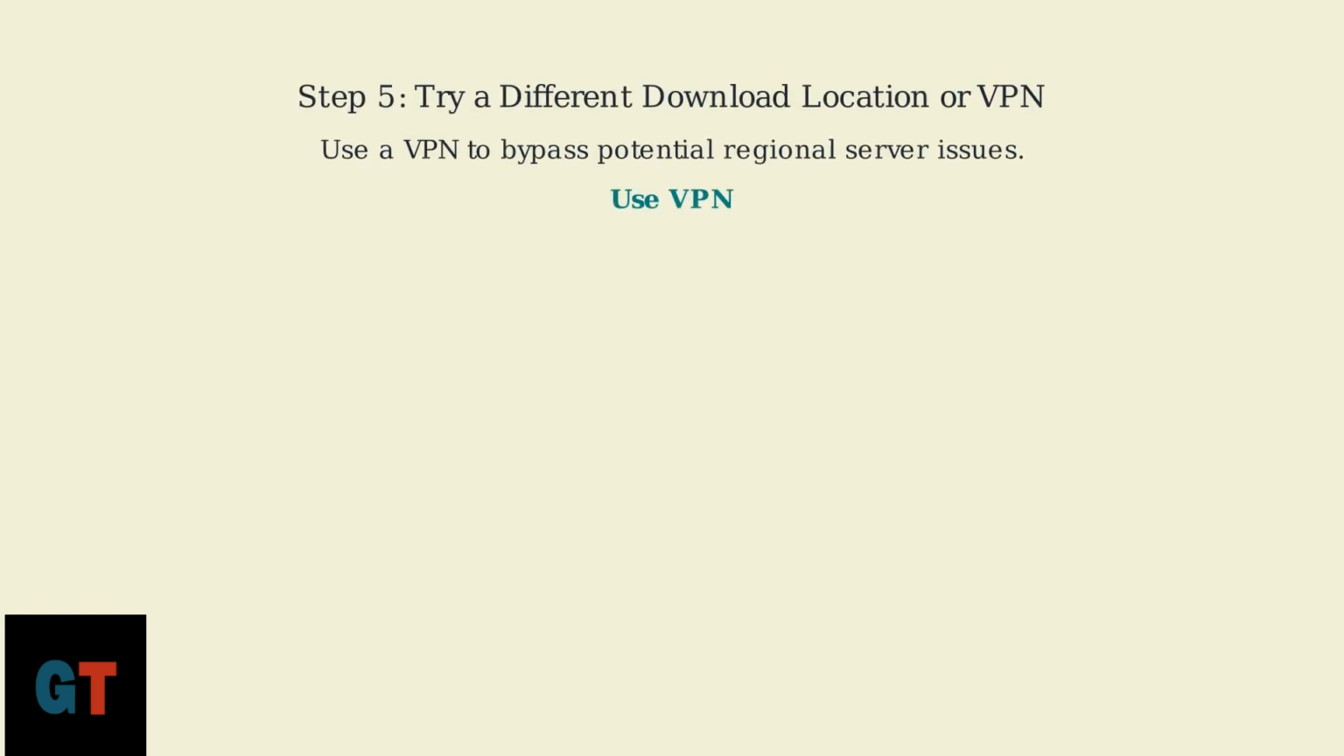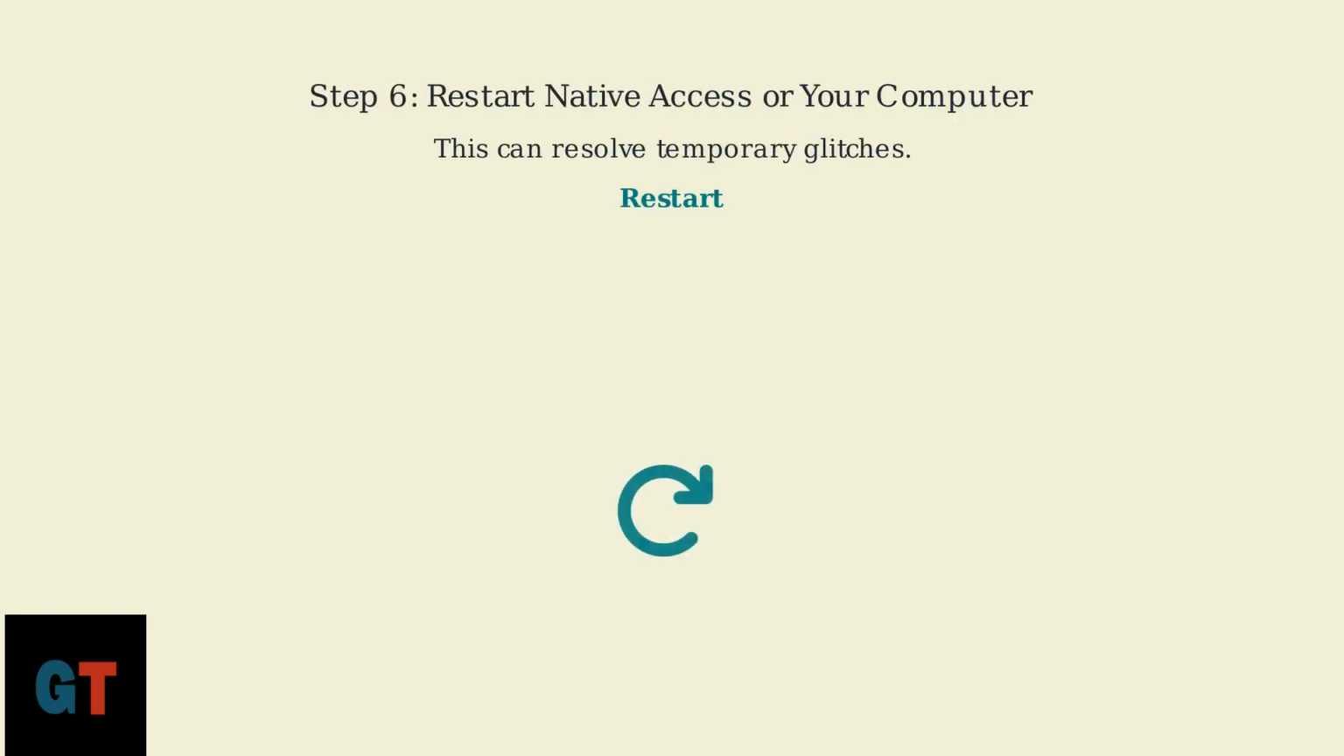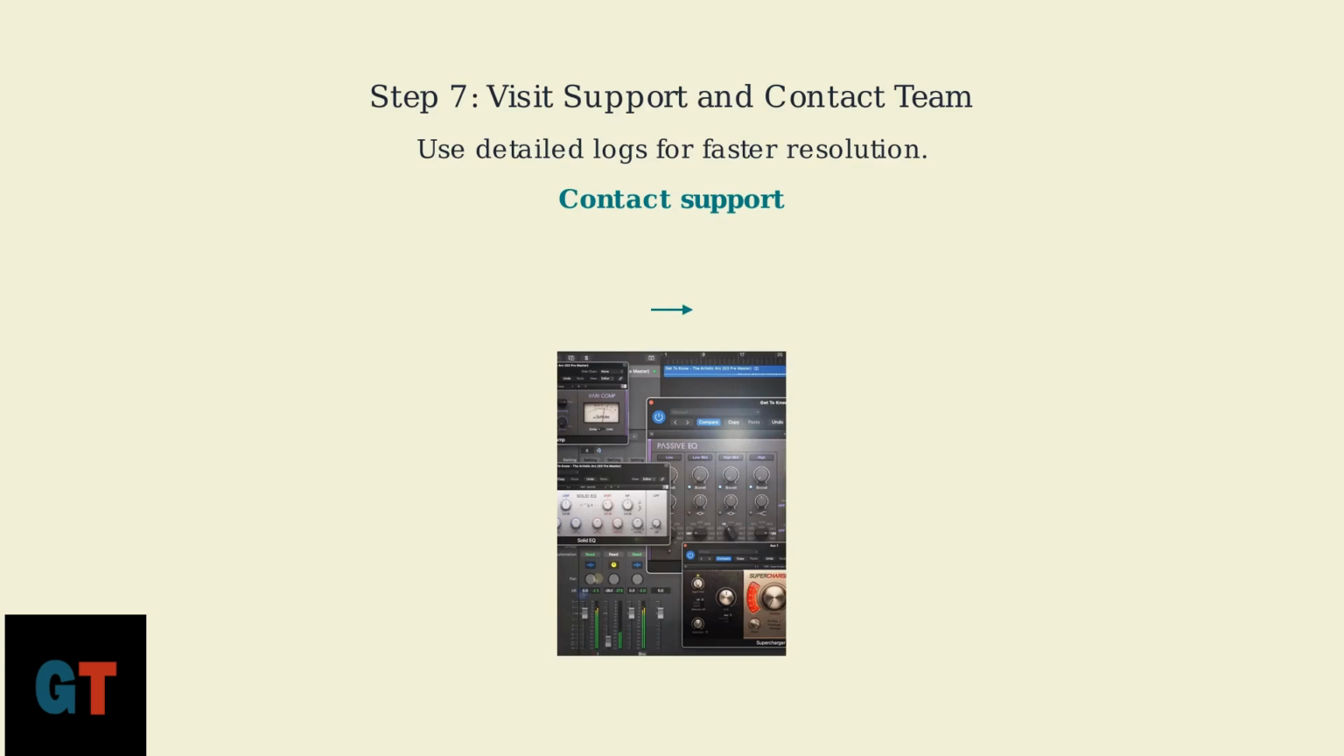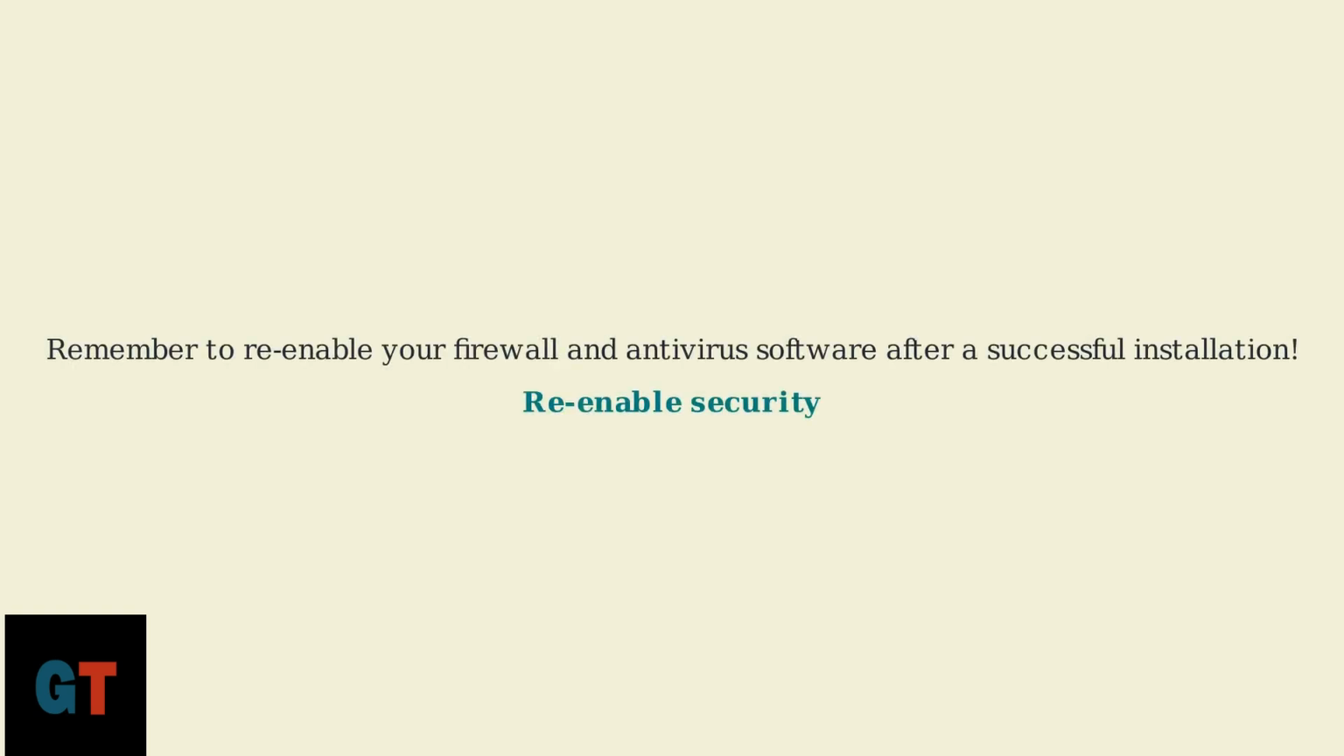If the error persists, try downloading from a different location or using a VPN to bypass potential regional server issues. Restarting Native Access or even your computer can sometimes resolve temporary glitches. If all else fails, visit the Native Instruments support website for detailed troubleshooting guides and contact their support team with your detailed logs. Remember to re-enable your firewall and antivirus software after a successful installation to keep your system secure.